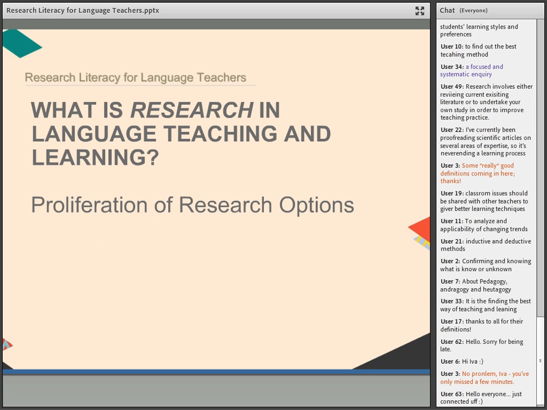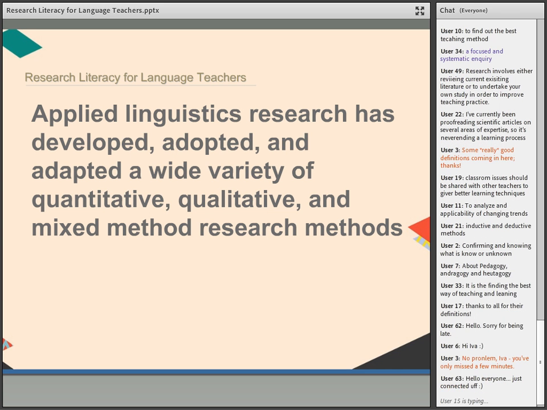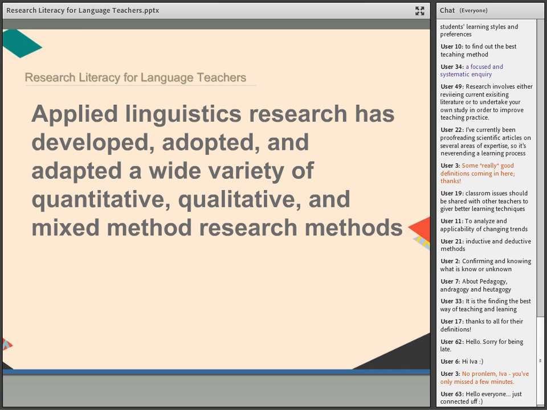So basically you can see that there's not only been a proliferation of options that we have here, but that we ought to think about applied linguistics research as developing, and something that we can adopt and adapt a wide variety of different quantitative, qualitative, and mixed methods research types. Rather than seeing this as a problem for us in our book, we take it to be a way of empowering readers so that they can make fully informed choices about their own research interests, knowing their options.